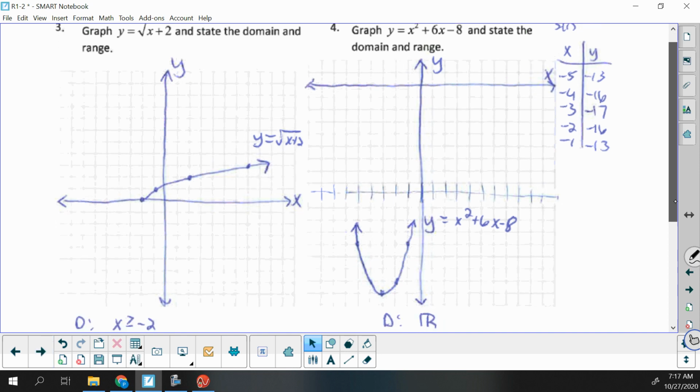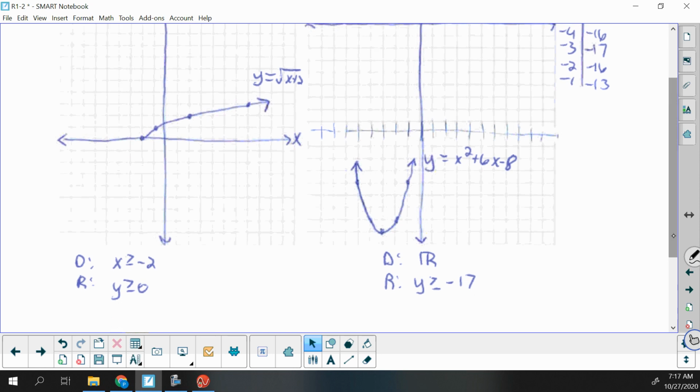So we had each of those graphs, then we wanted to tell the domain and range. Well, in the left-hand one, our leftmost x value is -2, and then we go forever to the right, so x is greater than or equal to -2. And for y values, our lowest y value is 0, and then we go up forever, y is greater than or equal to 0. In the right-hand one, we go forever left and forever right, so domain is all real numbers. And the range, the lowest we go is -17, then we go up forever, so y is greater than or equal to -17.